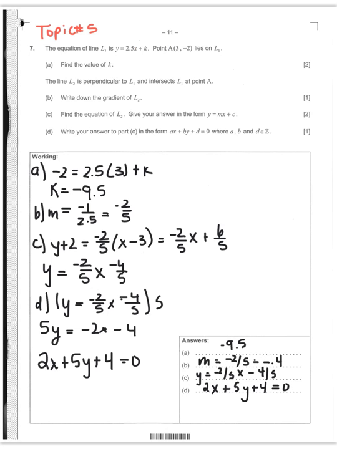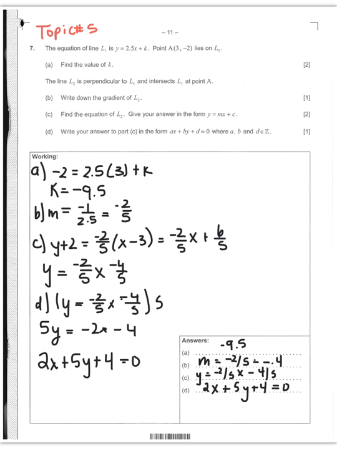Perpendicular lines have opposite reciprocal slopes. So if the original line has a slope of 2.5, then its perpendicular line has a slope of negative 1 over 2.5, which is negative 0.4 or negative 2/5. Write an equation in the form y equals mx plus c. We know that it goes through the point 3, negative 2. So I plugged in our slope that we just found, and I plugged in our point of 3, negative 2 into our point slope form and simplified down to this. You could also have decimals here, so y equals negative 0.4x minus 0.8.